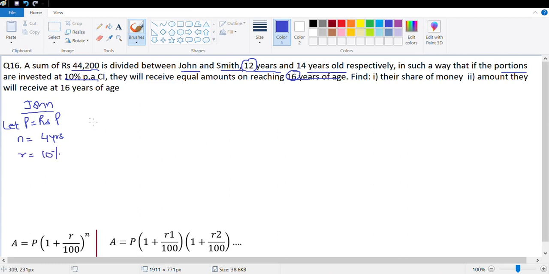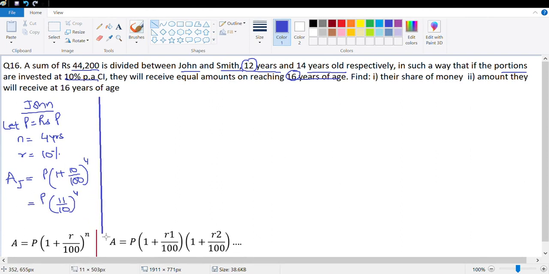Right? Let's calculate the amount for him. Amount for John will be equal to principal times 1 plus r upon 100 raised to the power n, which means principal times 11 upon 10 to the power 4. That's for John.